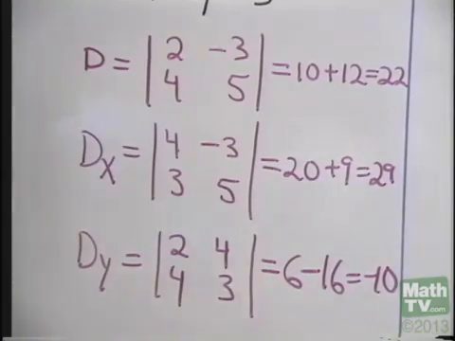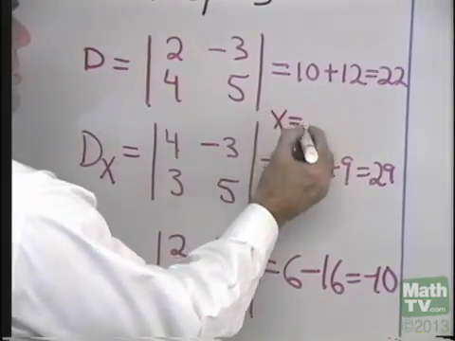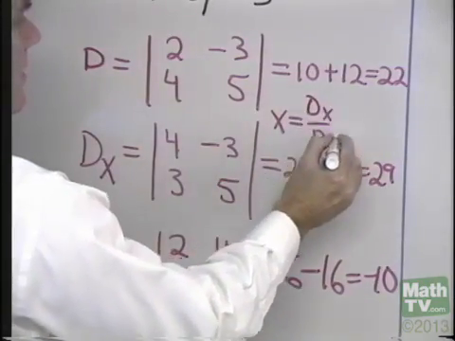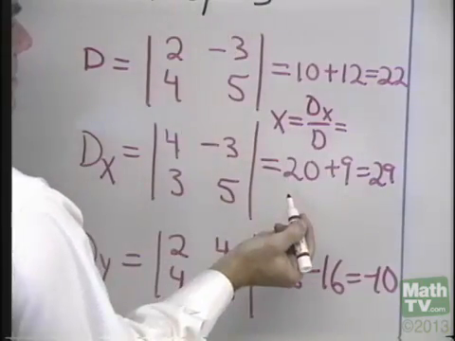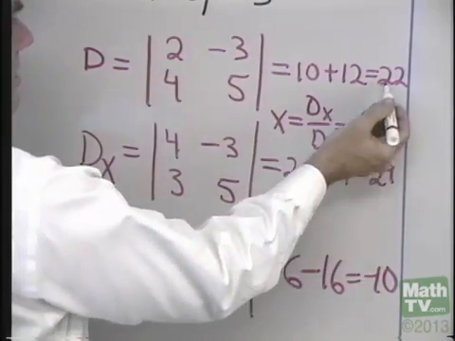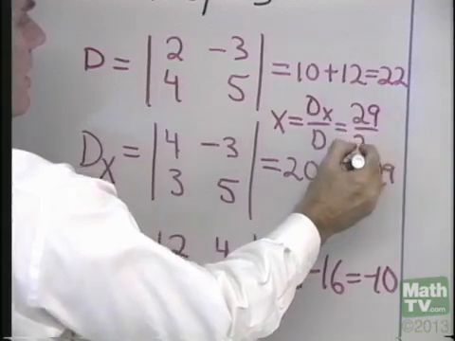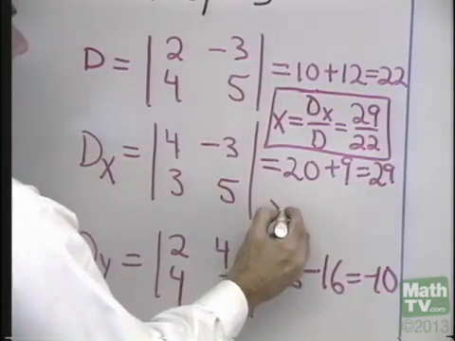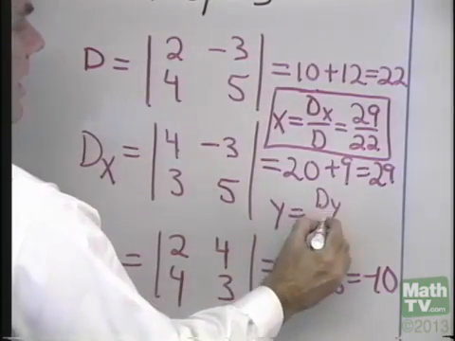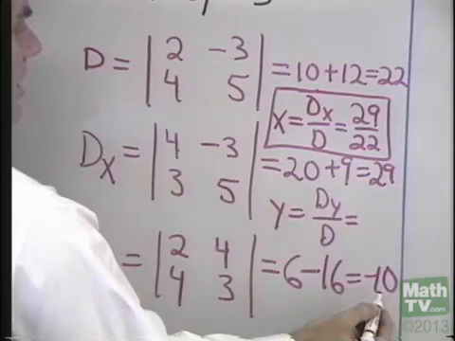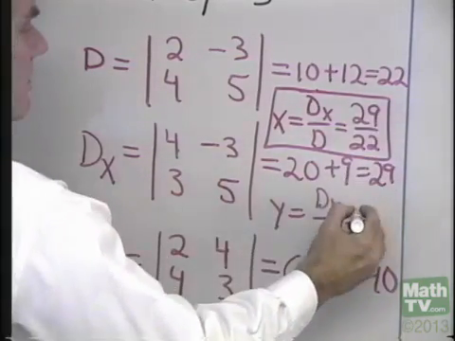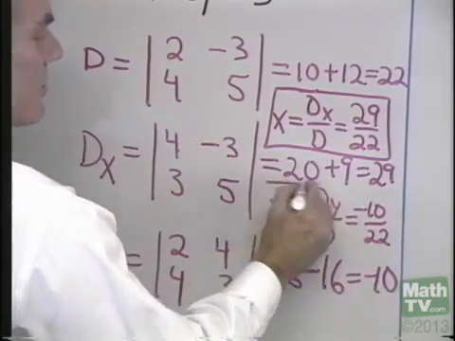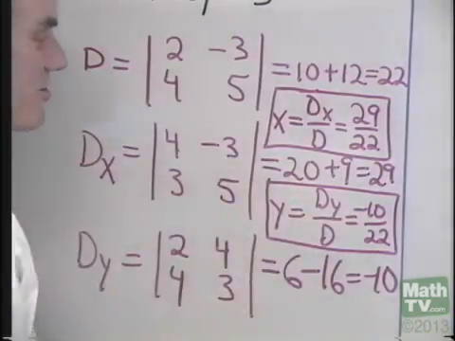Now to solve my system, the x-coordinate of the solution to my system will be d sub x divided by d. And you could check this by solving this system by some other method. d sub x is 29, d is 22, so I have 29 divided by 22. That's the x-coordinate of my point of intersection. Y is equal to d sub y divided by d, and that will be -10 divided by 22, which is -5/11 if I reduce it to lowest terms.